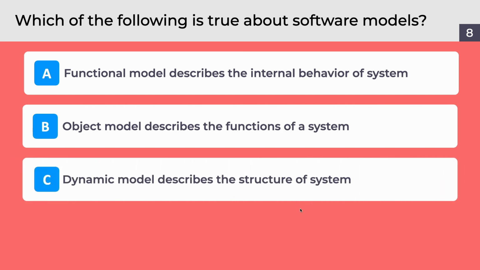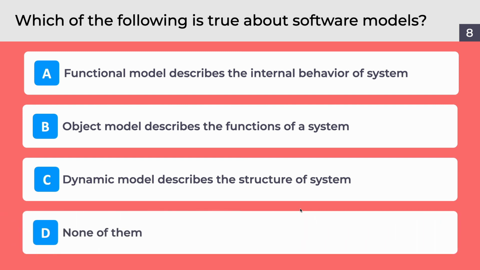Let's look at option C. Dynamic model describes the structural system. No, it does not. Option D, none of them. So I think I'll go with option D, none of them. Got it. Let's move on to the next one.